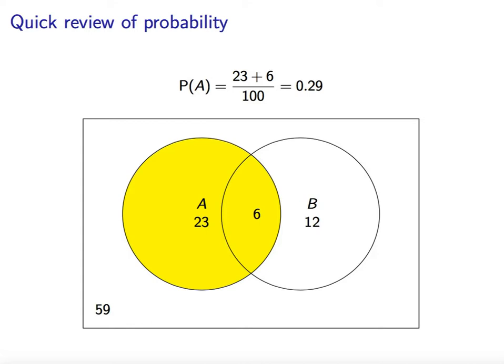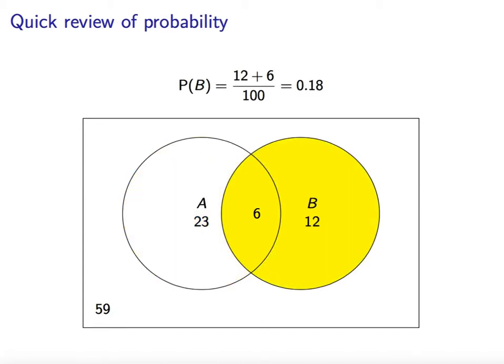So the probability of observing event A is 23 plus 6 over 100. We have 23 and 6, that makes up A. Divide by the total number of events observed, and that gives us a probability of 0.29. Likewise, the probability of observing event B is 12 plus 6 over 100, or 0.18, 18%.